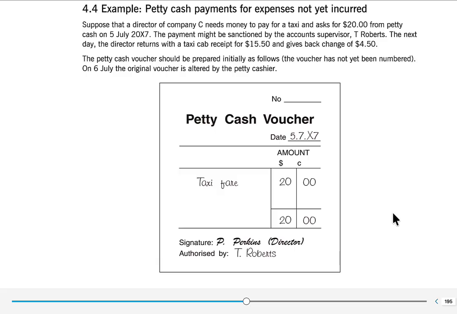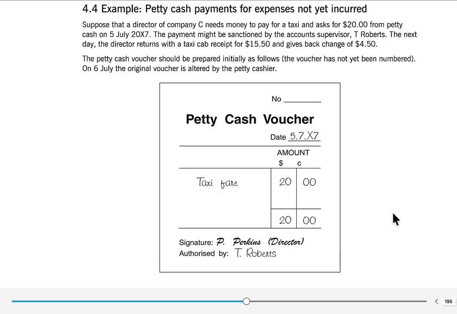Taxi fare expense was $15.50. Change returned was $4.50. The taxi receipt is attached to the voucher. This creates full proof and full control. Now the documents clearly show what happened. Cash was given first. The receipt came later. The change was returned. The final real expense is correct.